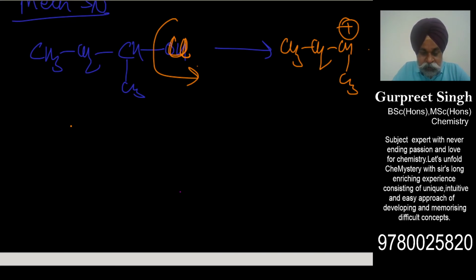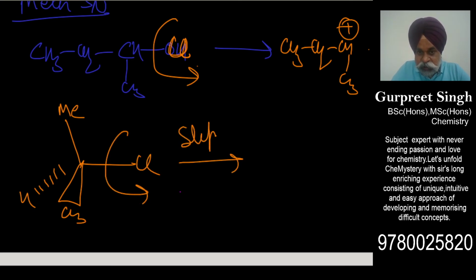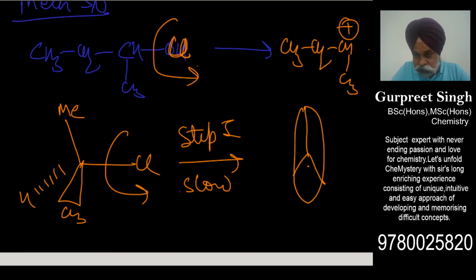Just stay with me. You are given this compound, with ethyl, methyl, H, and Cl. Cl goes out in the first step, that is the carbocation formation, and this is the slow step. You end up getting a carbocation which is planar. This is the carbocation we received, with Me, H, and the positive charge. Cl negative went out.